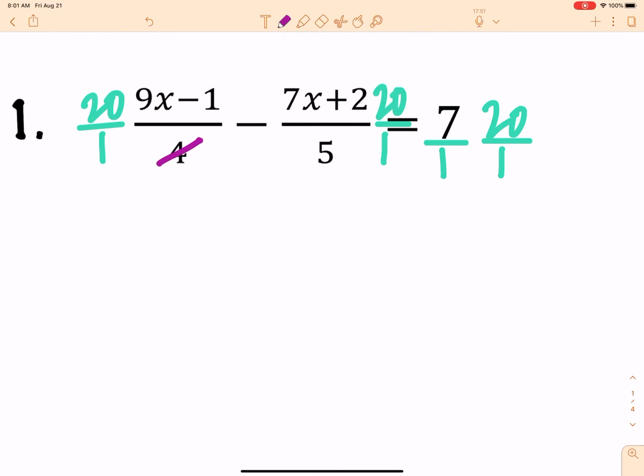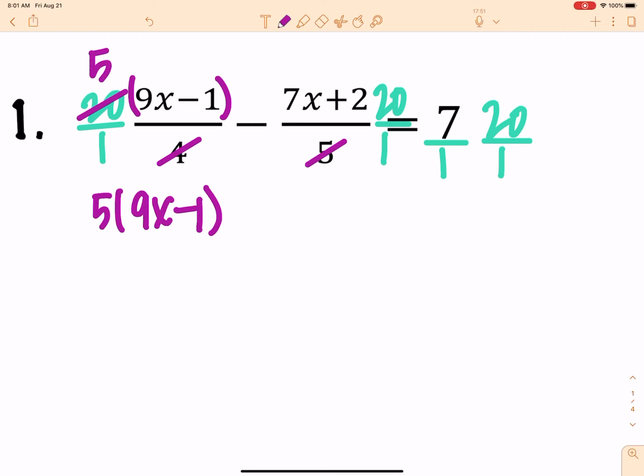So 4 goes into 20 5 times, and now we have something more on top than we've dealt with yet. So you're actually going to have to distribute this. There are 2 ways you can do it. In this first problem, I'll go slowly for those of you who want to take your time. So I'll just write the numerator out. It'll be 5 times 9x minus 1. Then we'll do the same thing for 5 goes into 20 4 times.